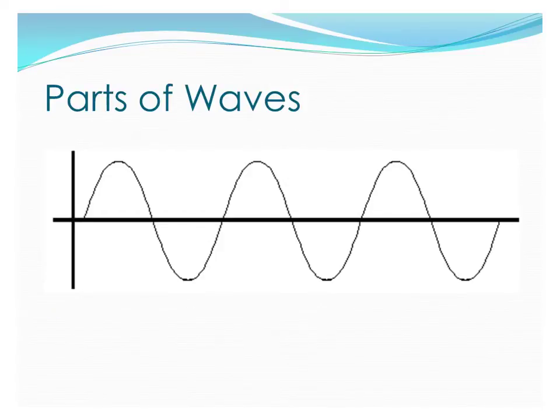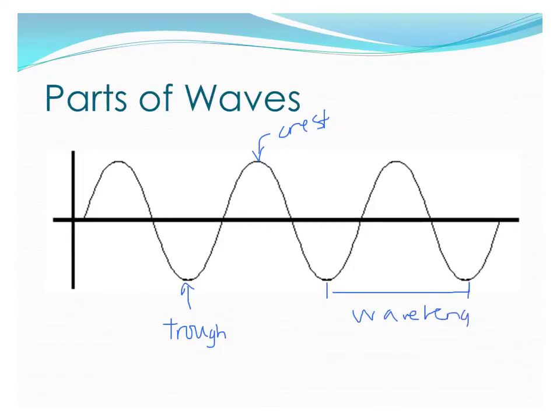So if we could label the parts of the wave, right here would be the trough. And the top part would be the crest. And from one section to another would be wavelength. And this line here represents the resting or original position. So from this line to the crest would be amplitude.